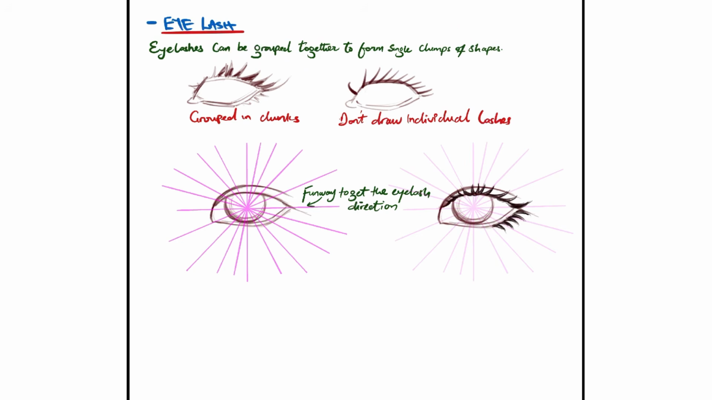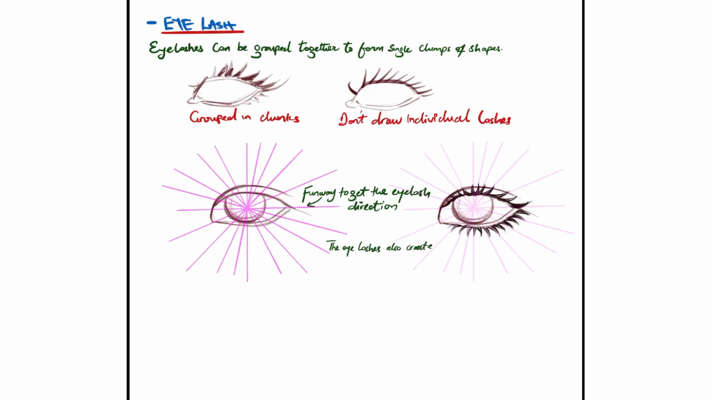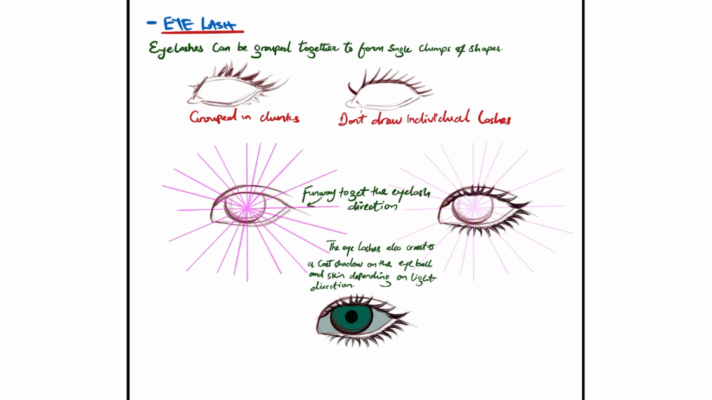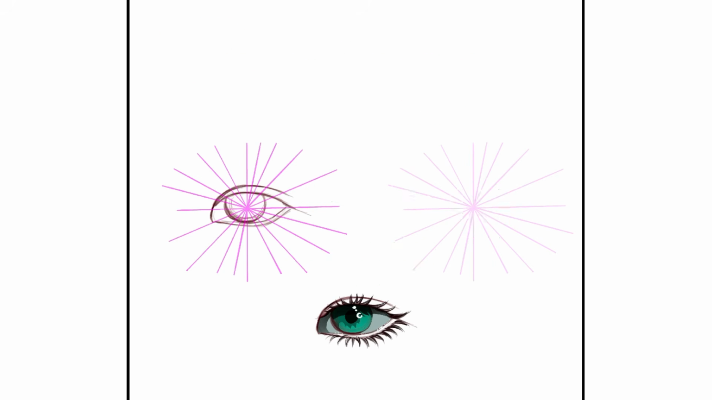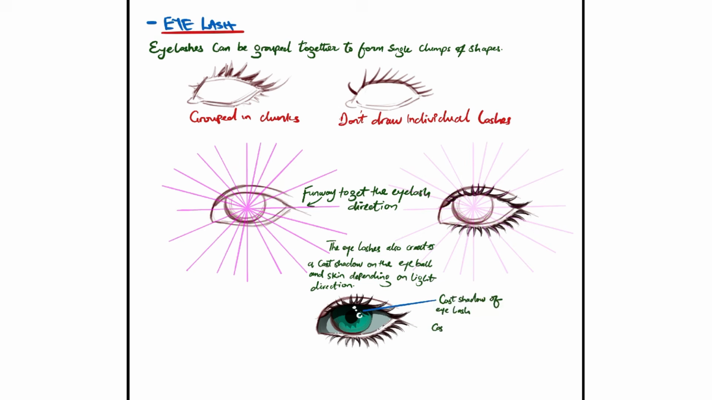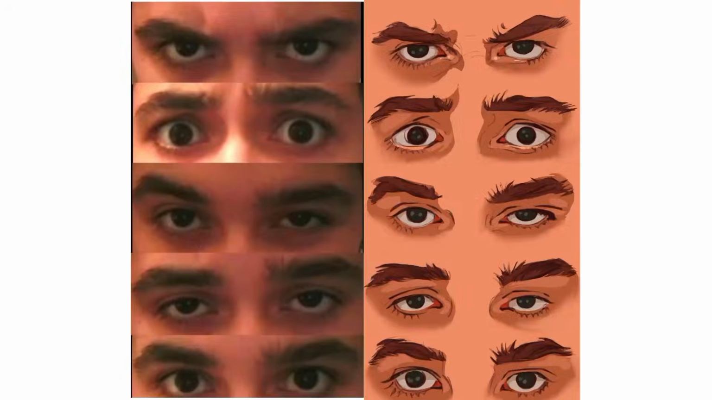So the eyelashes also create a cast shadow on the eyeball and skin, depending on the light direction. So you usually see the cast shadow of the eyelash reflected on the iris of a person's eye generally, and you can also see the cast shadow reflected on the lower eyelid, also dependent on the position of the light in the environment. Yeah, that's it for the eyes.